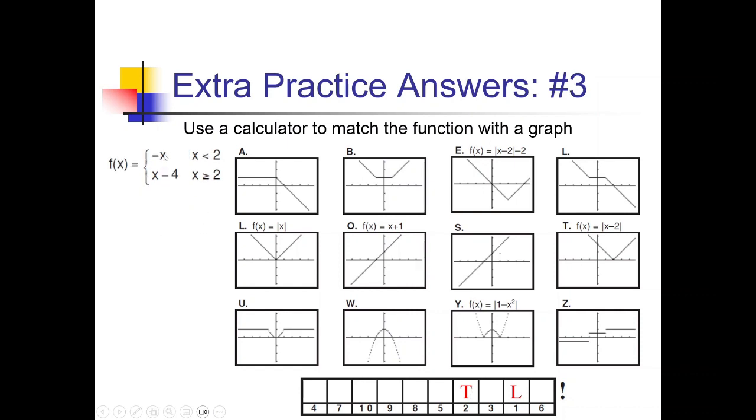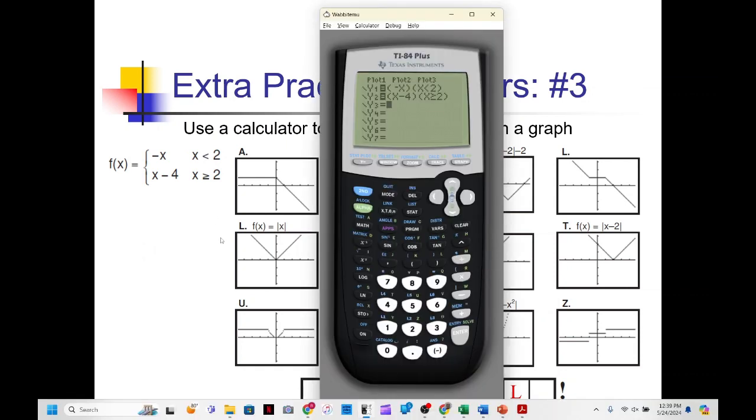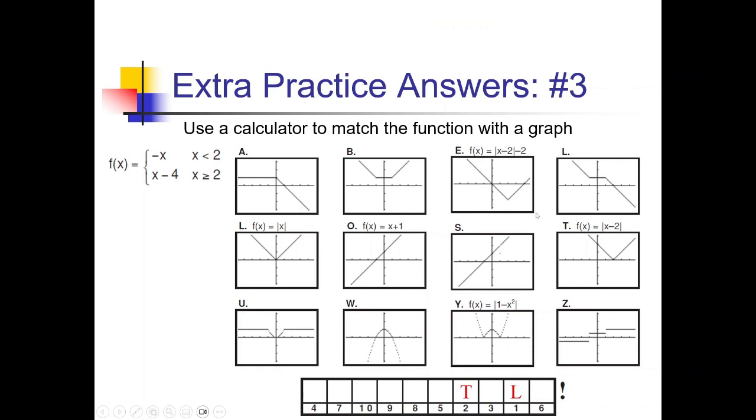Next up, we've got negative x and x minus 4. Let's input that in the calculator. All right, there's what I've got loaded into my calculator. Let's press graph. And now this looks like an absolute value graph shifted right 2 and down 2, which should be easy enough to spot. Yep, right there, choice E. So put that in 3.